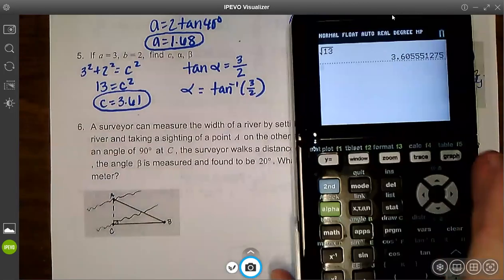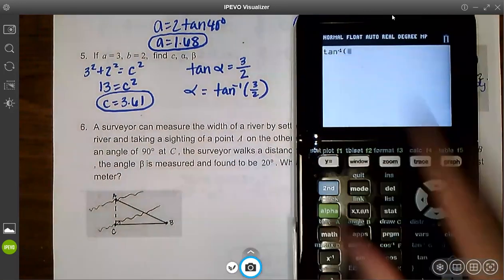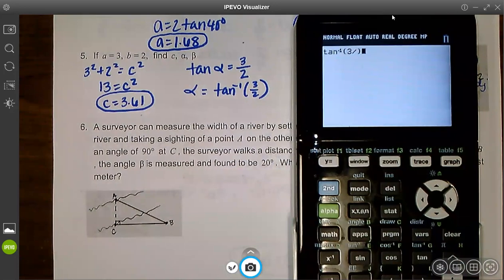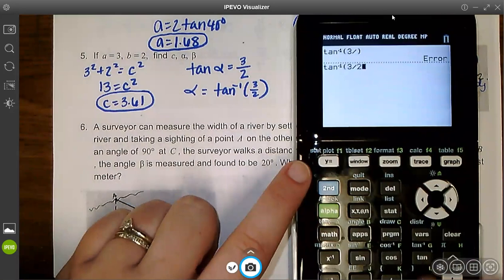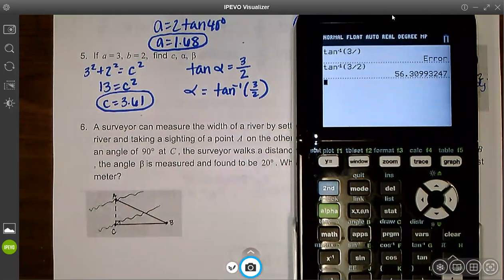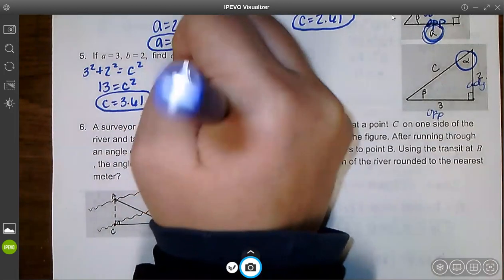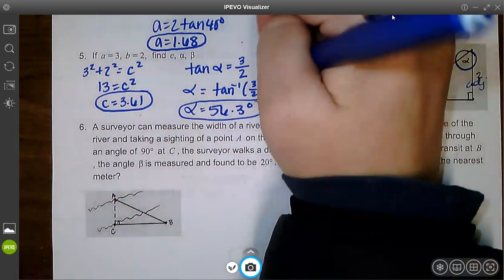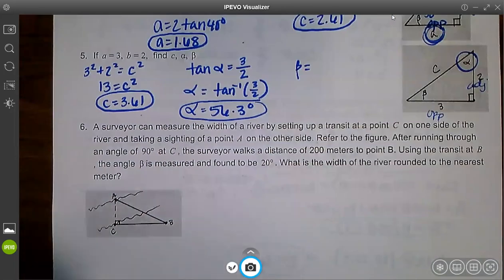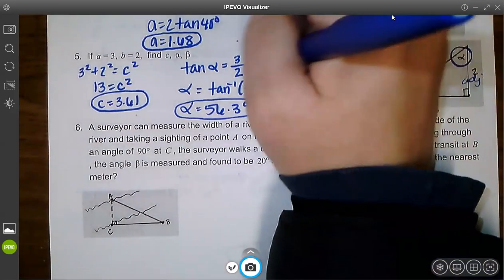In your calculator, as long as you're still in degrees mode, you'll hit second tangent to get that inverse tangent of 3 over 2. And you get 56.3 degrees. And then you can get beta by doing the same thing, or you can say 90 minus the 56.3 and get 33.7 degrees.